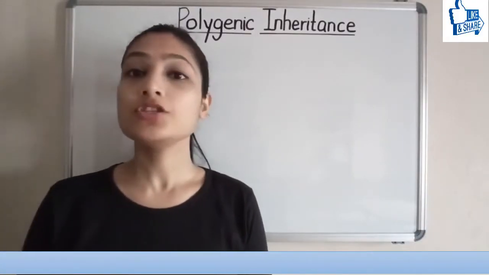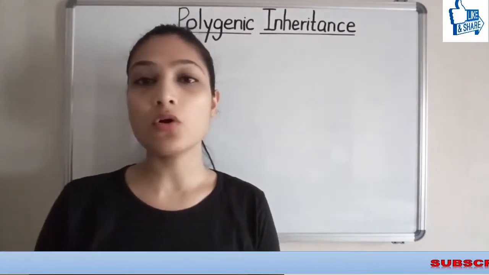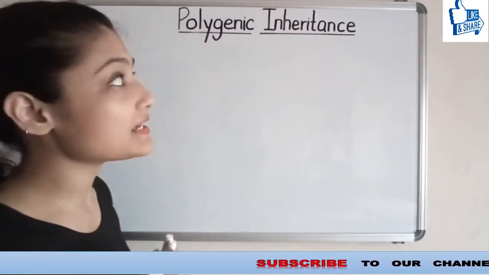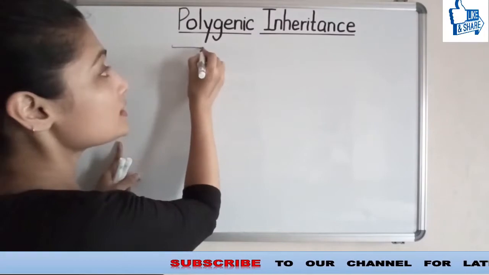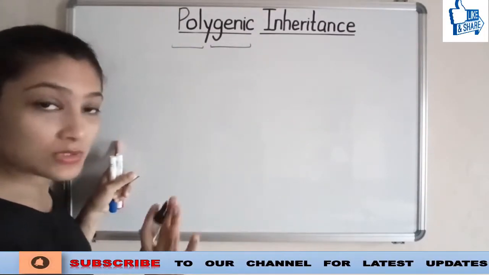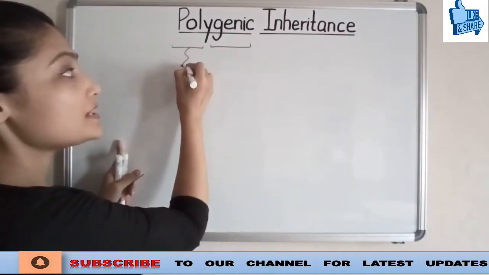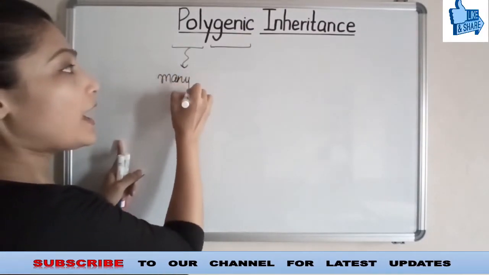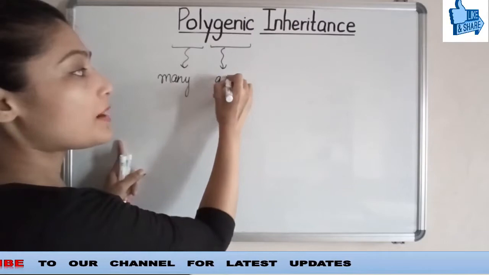Everyone, in today's class we will be focusing on polygenic inheritance. As the name itself says, it is made up of two words, one is poly and the other is genic, that we are going to talk about. Poly means many, and here we are going to talk about genes.